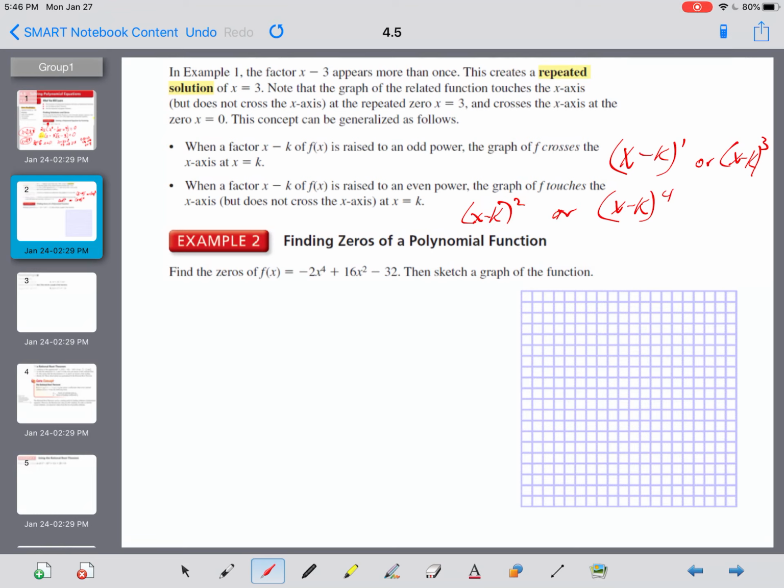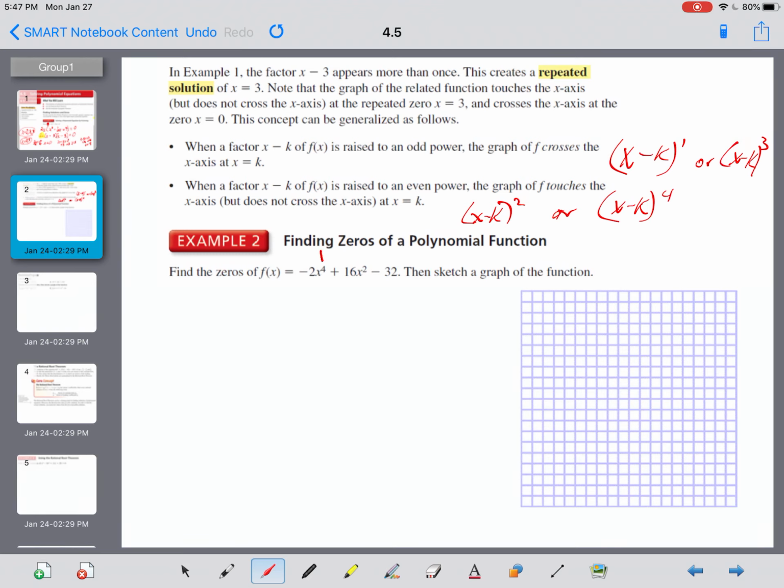Find the zeros, then sketch the graph. We're not going to sketch the graph because we haven't really been graphing that much. We're going to use the graph. So we're going to use Desmos really big to find the answers that we need. We're going to need some things though.